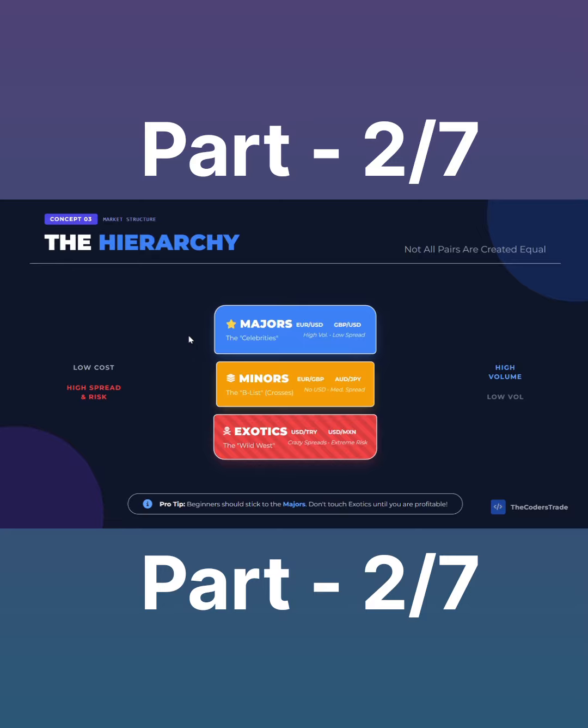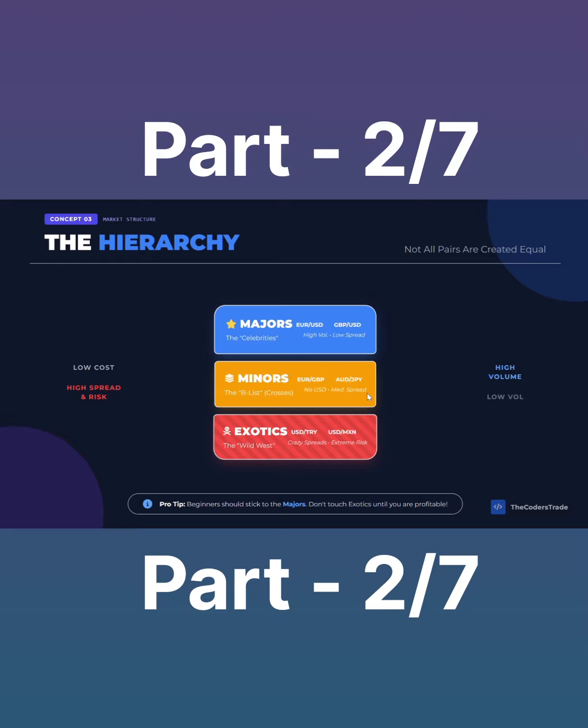Listen up, guys, because this slide will save your trading account from unnecessary suicide. We're talking about the hierarchy. Just like in Bollywood, there's a list of stars, and you need to know who is who. Majors, the celebrities, these are your A-listers like euro to US dollar and pound sterling to US dollar. They have the highest volume and the lowest spread costs. If you want a smooth ride, you stay here.